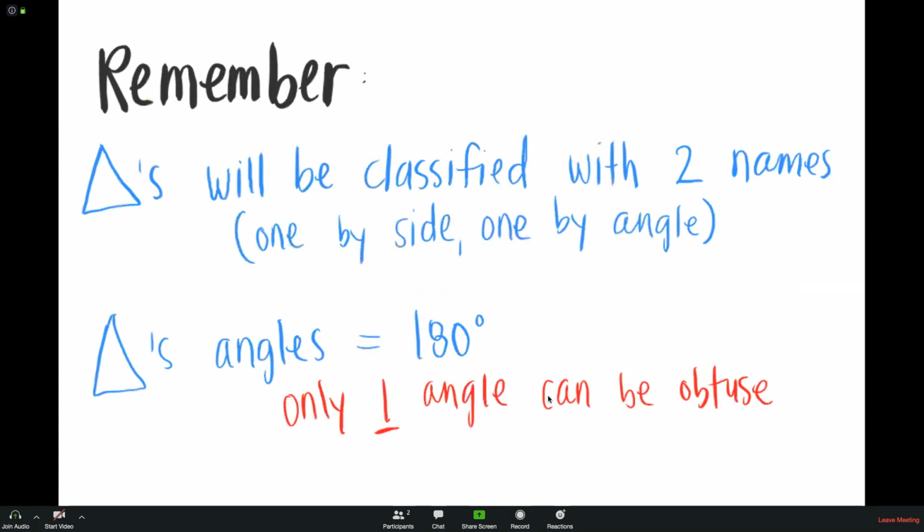So it's important to remember that triangles will be classified with 2 names. One is going to be by its sides, and one is going to be by the angles. Because the inside angles of these triangles have to equal 180 degrees when you add these 3 up together, you're only ever going to have one angle that's obtuse. So even if it measures 91 degrees, the other 2 will never be bigger than 90 degrees, because that already equals over 180 degrees.